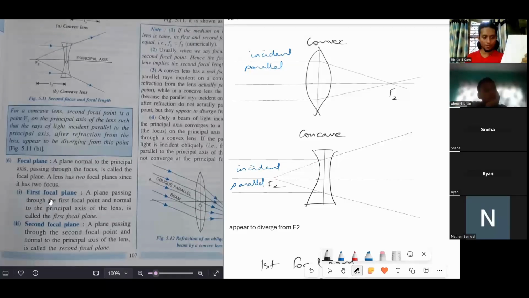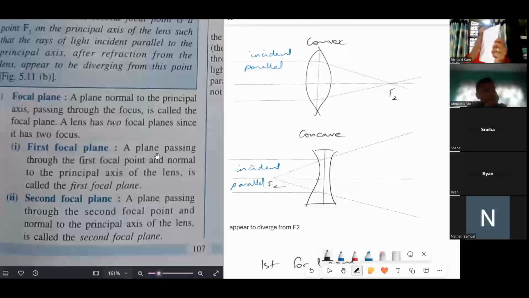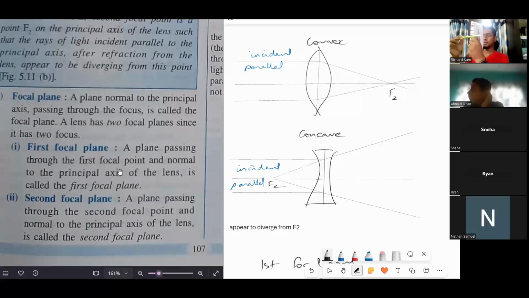Understand? So look at the definition for first focal plane. A plane means flat surface, passing through the first focal point and normal to the principal axis. If this is the principal axis, the plane will be like this. It will not be like this, or like this. It will be perpendicular to the principal axis. Do you understand? Same way, what's the definition for second focal plane? It's a plane that's passing through the second focal point, which is normal. Normal means perpendicular. Normal to what? To the principal axis.